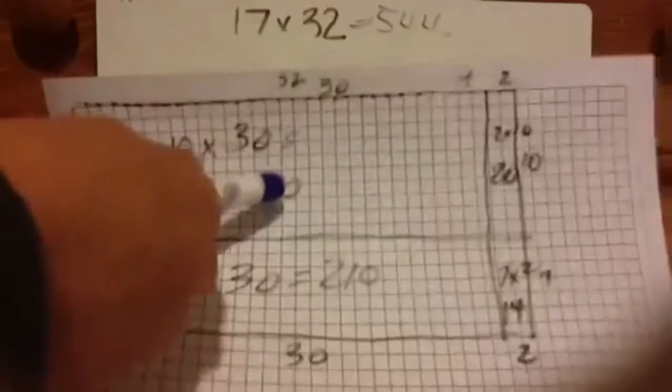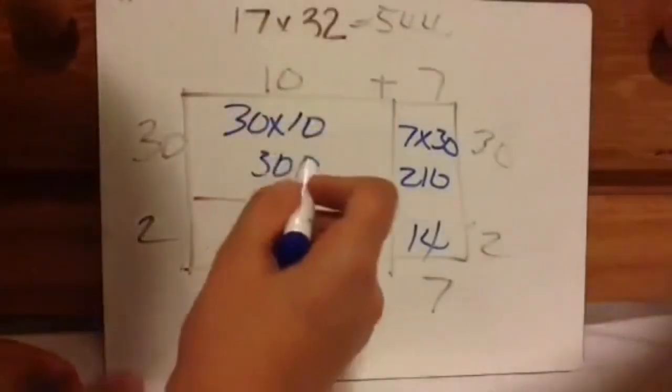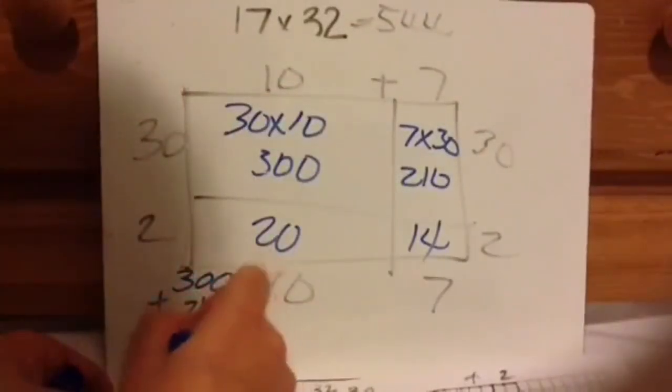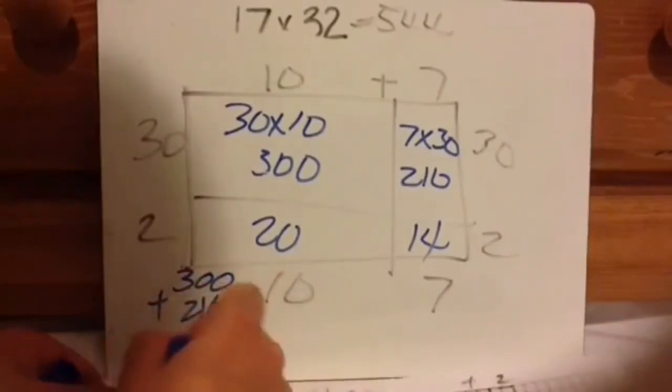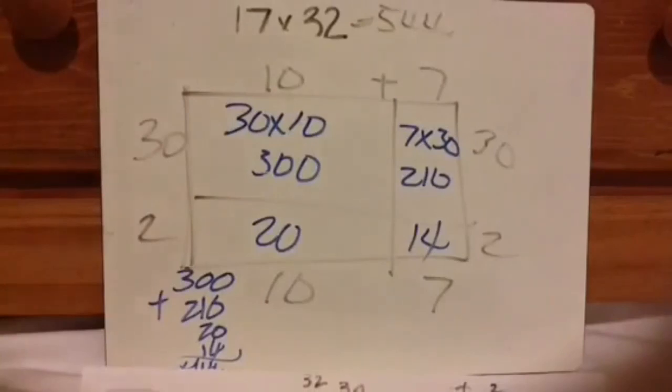So, like, I got 300 here, and then 20 over here. I got 300 here and 20 down here. So, you know, it's okay. So, 300 plus 210 plus 20 plus 14 equals 544. So, I know I did this correctly.